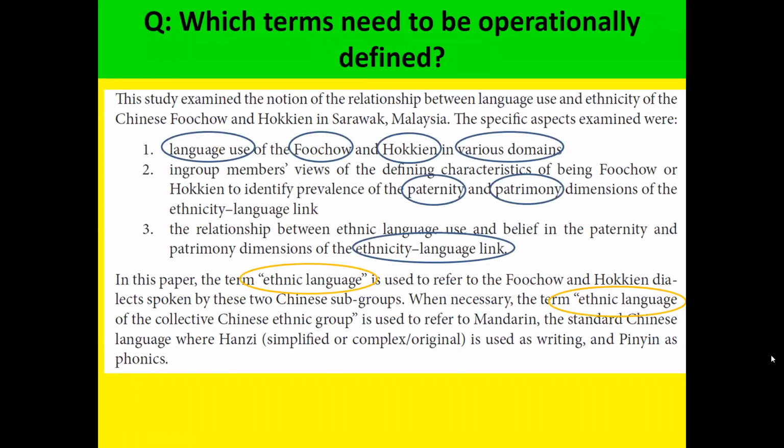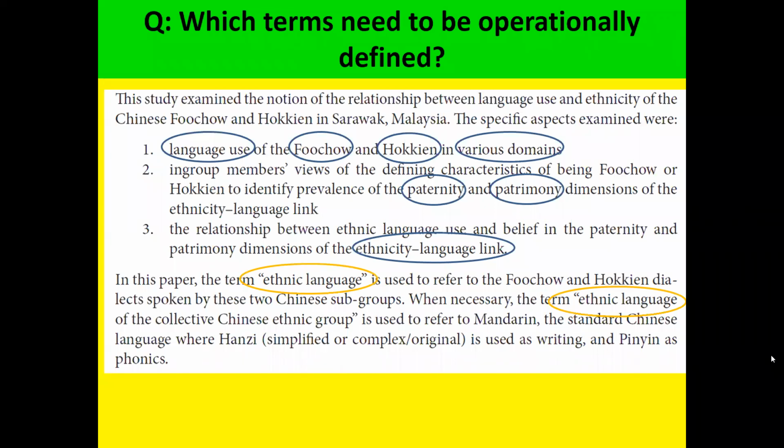All right, here I've circled for you all the keywords that appear in the objectives of the study. Even language used in various domains need to be defined. I need to tell you what domains I'm talking about: family, friendship, religious domain, transactions domain, maybe education, maybe legal domain. I need to tell you, otherwise you don't know what I'm talking about. How many domains and what are they? And for objective 2, I need to define paternity and patrimony dimensions of ethnicity language link. Otherwise, you don't know what I mean.